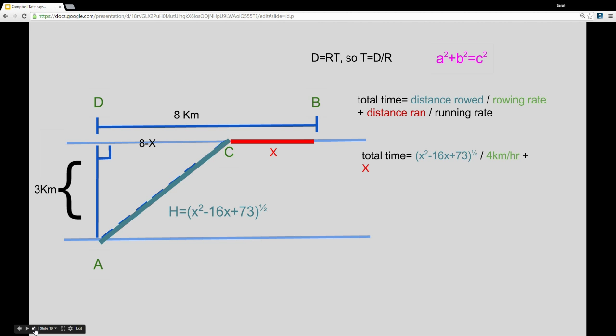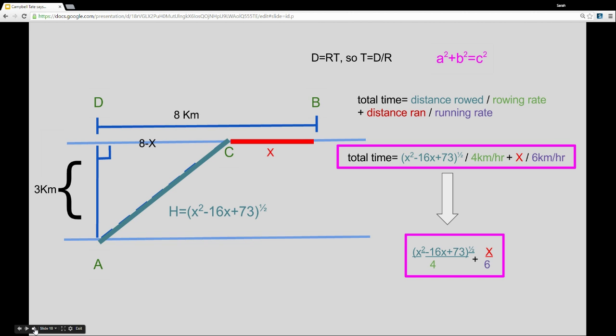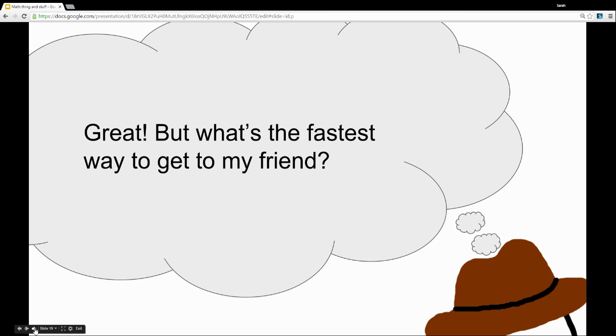Now, how fast can you run? About 6 kilometers per hour? All right, add that into the equation and divide the distance by it, which we know to be x. And we have an equation for the time it will take to reach your friend as a function of how far down the bank you will row. Great, but what's the fastest way to get to my friend? That's a little more complicated.